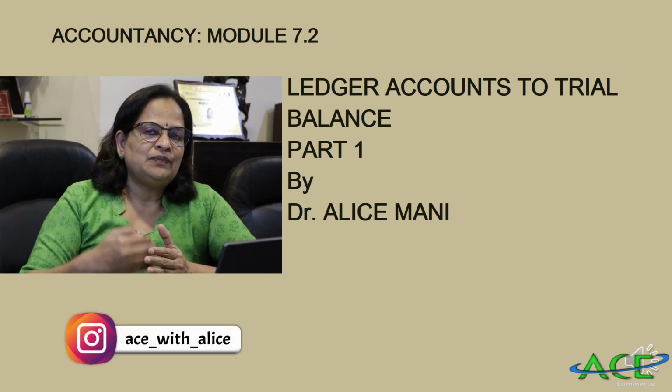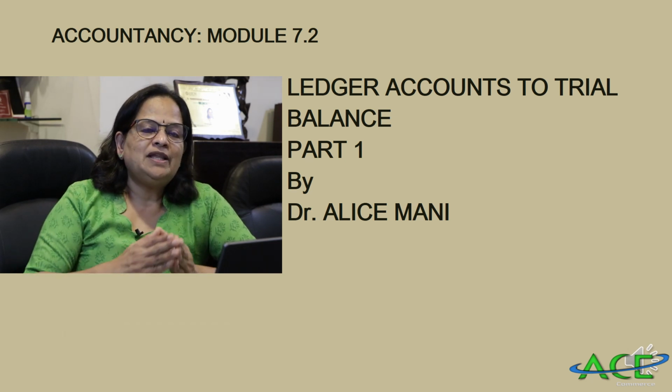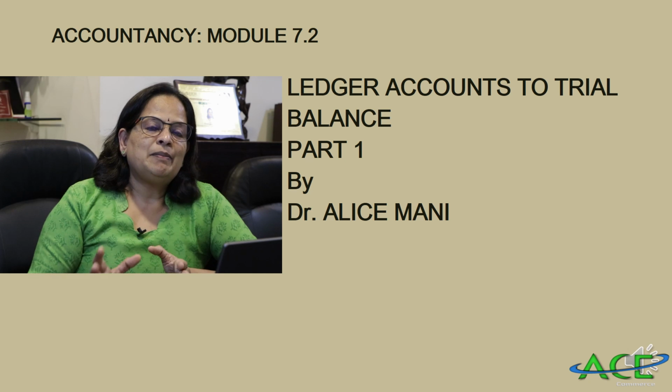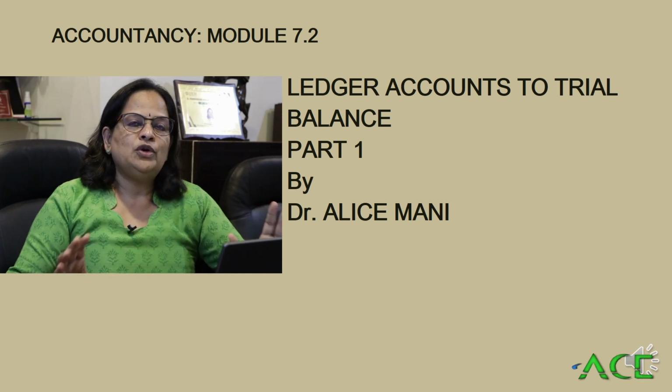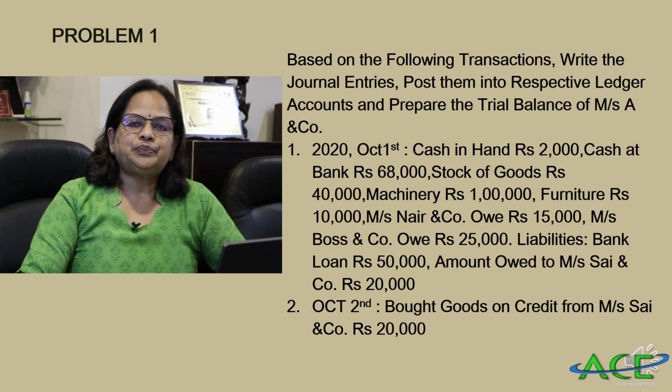First we will write the journal entries. Then we will make all the accounts possible. Then from the accounts we will prepare a trial balance. That is how we are going to complete the procedure. So I am going to explain the first problem.